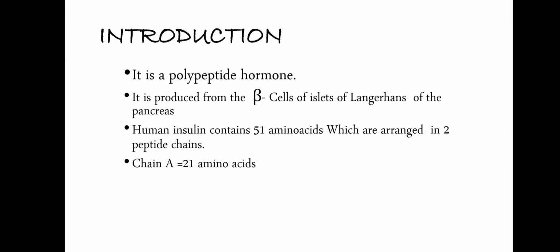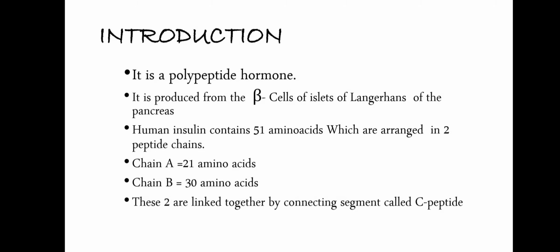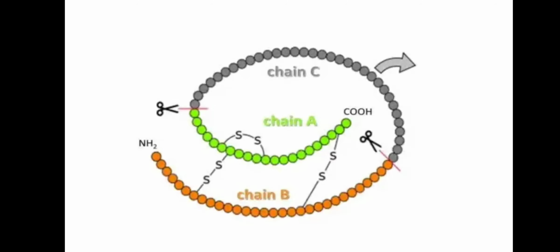Chain A contains 21 amino acids. Chain B contains 30 amino acids. These two chains are linked together by C-peptide. You can see the linked chain in this picture.